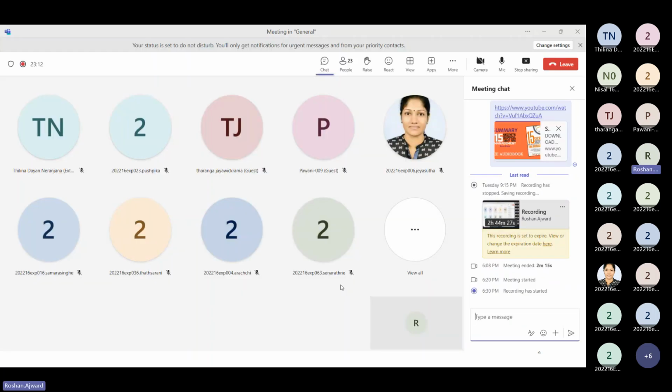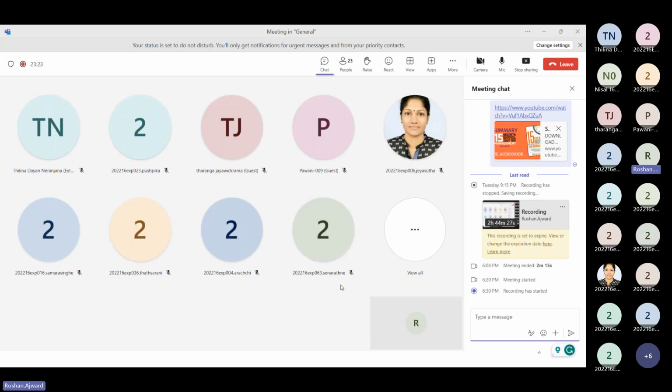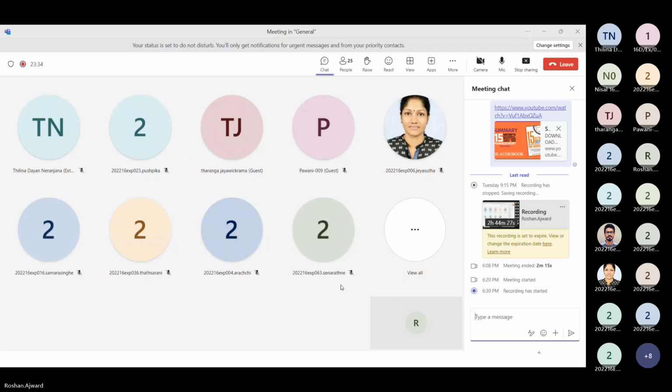We'll see some other students. Then Pushpika? Answer C. Then Tarang Jayavikram. Answer A, sir. Okay, right. So people are saying answer A.